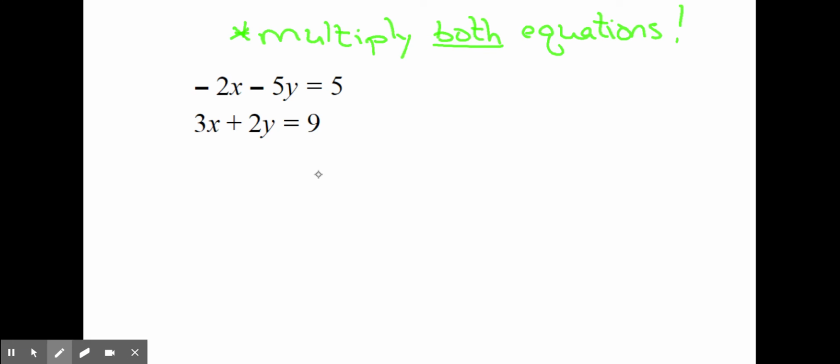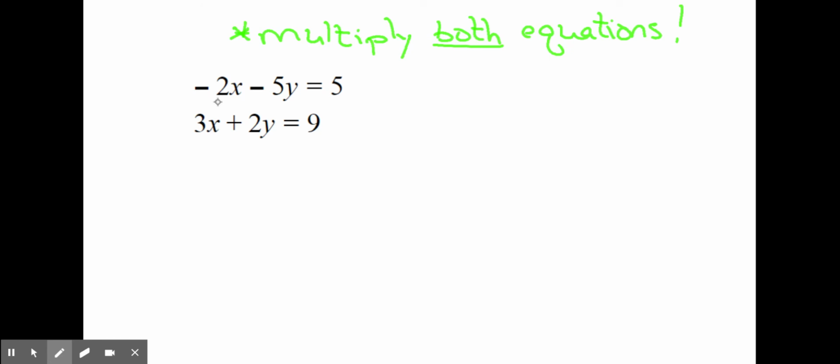We have to multiply both equations. So you look and you get to choose. I have a -2 and a 3. What is something that both -2 and 3 go into? They both go into 6, right? So I could change these both to where they're a 6. What about a 5 and a 2? Well, I could change those both to 10, right? I always like to go with a smaller number.